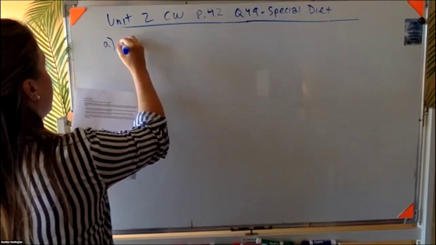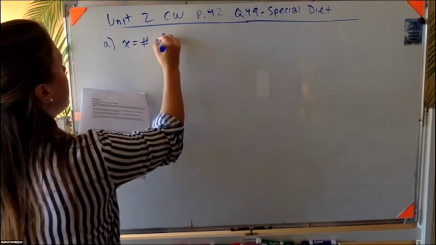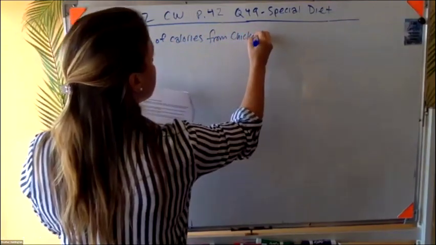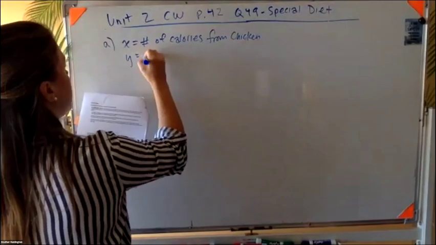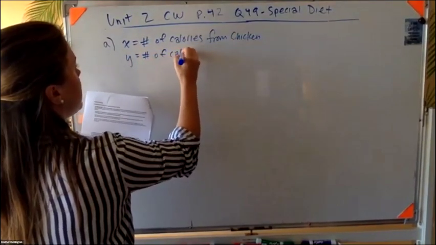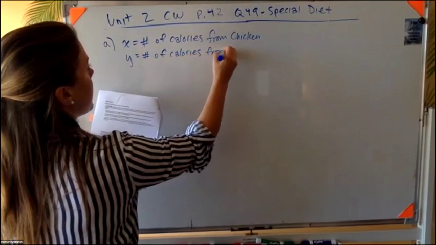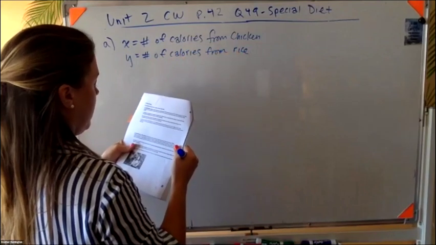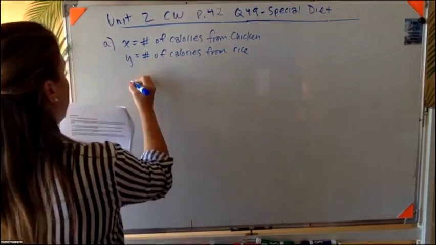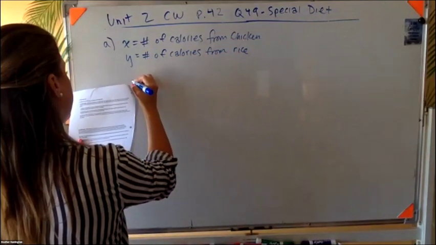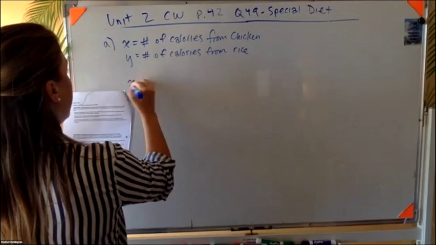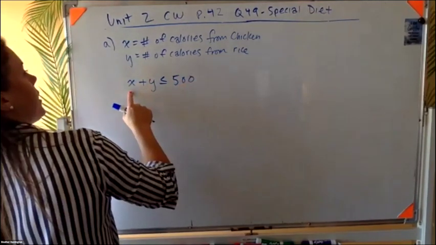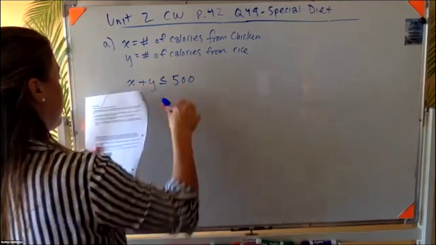A, let X equal the number of calories from chicken. Let Y equal the number of calories from rice. So our constraints are X plus Y must be less than or equal to 500, right? So the calories from chicken plus the calories from rice must be less than or equal to 500.